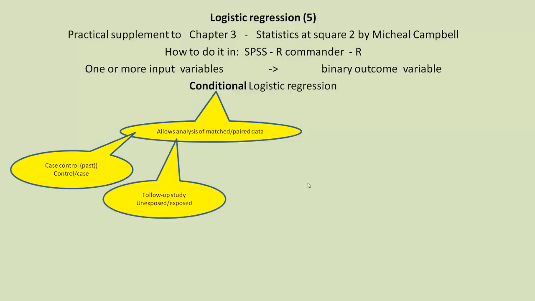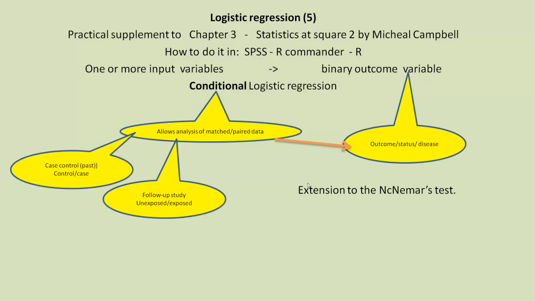Another type of trial is where we have follow-up studies, where we have exposed or unexposed individuals and we want to compare them. And the interesting thing is that this relates to the outcome variable. So conditional logistic regression refers to the outcome, which is disease or status.